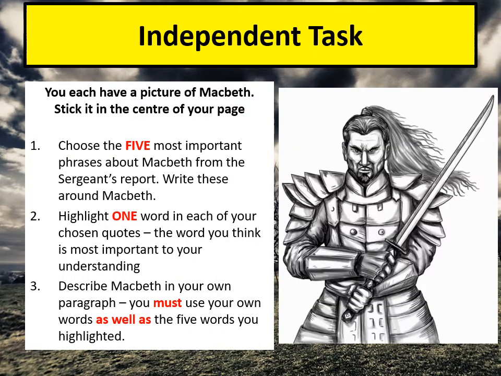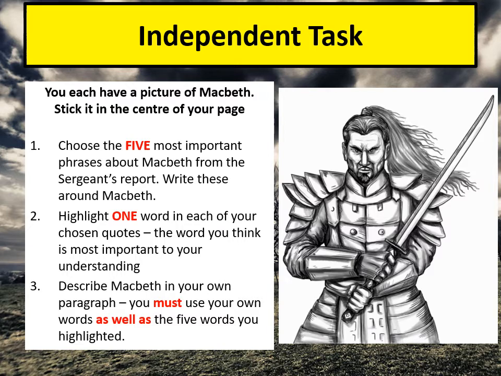So, also on your sheet, you should find this little picture of Macbeth. He looks a little bit like a samurai, actually, rather than a Scottish mercenary. But there you go. There are lots of different versions of Macbeth that you can take an image of. I want you to explode some of those quotes that you've just written about. Just write around your picture of Macbeth. You could even draw one yourself. Just the important parts about that character, anything that you've picked out of that speech.